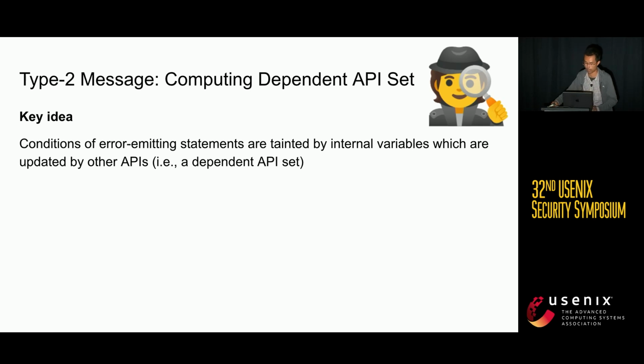Similar to type 1 error message, for type 2 the key idea is that the error-emitting statement depends on certain internal variable. And that variable is updated by another API. For type 2 error message, we collect these updating APIs and categorize them into a set. So we identify all those dependencies for each error message and each API. Due to time constraint, I invite you to look at our paper for detail.